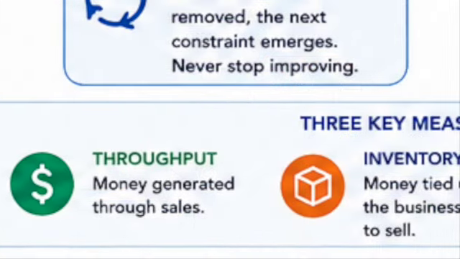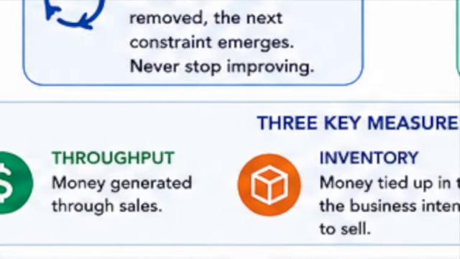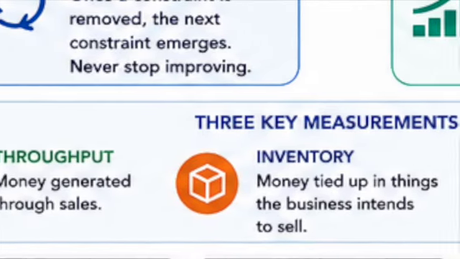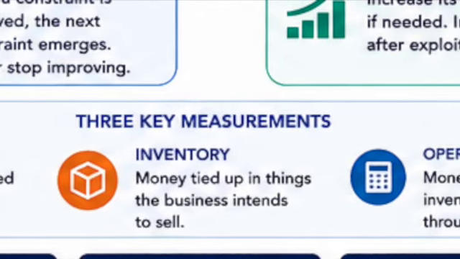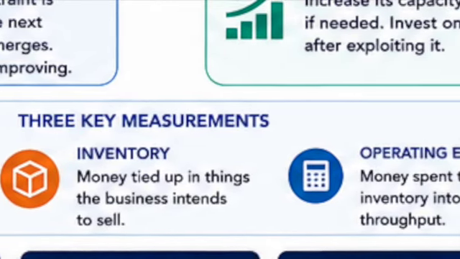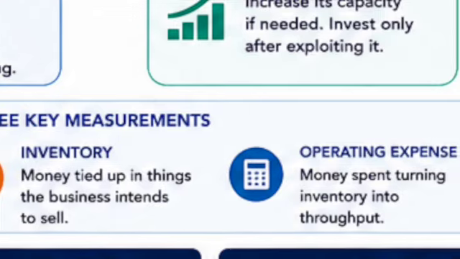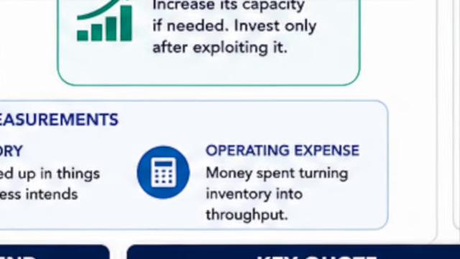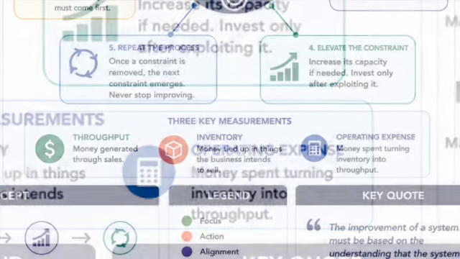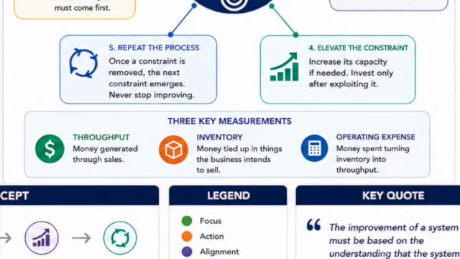Measurements. Below the center are 3 measurements that simplify business performance. Throughput is the money generated through sales. Inventory is money tied up in products waiting to be sold. Operating expense is the money spent turning inventory into throughput. Goldratt replaces dozens of complicated business measurements with these 3 practical ones. Instead of measuring everything, measure what truly influences the performance of the system. This simple shift changes the way decisions are made.